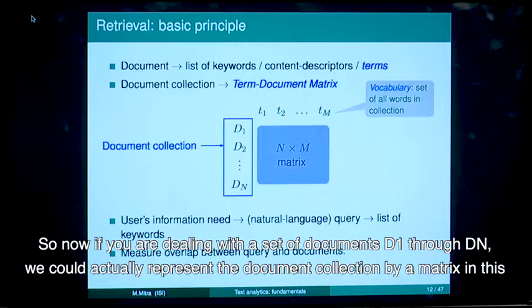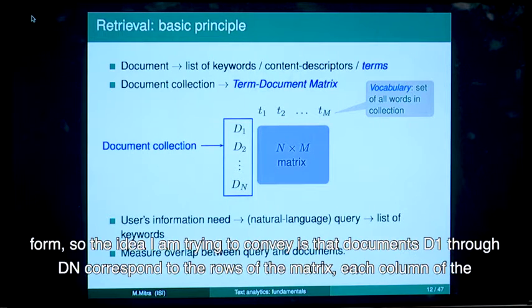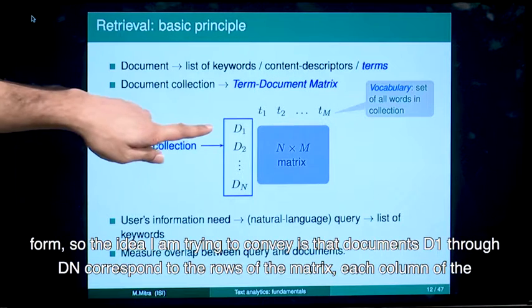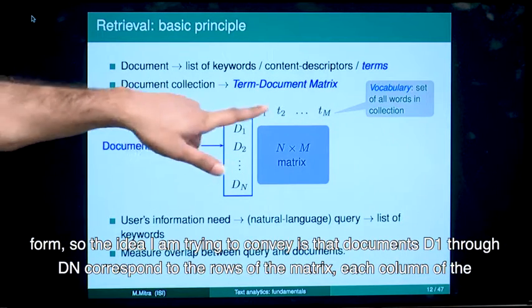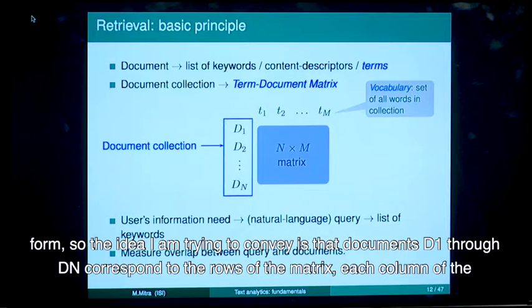Now, if you are dealing with a set of documents D1 through Dn, we could actually represent the document collection by a matrix in this form. The idea I am trying to convey is that documents D1 through Dn correspond to the rows of the matrix.